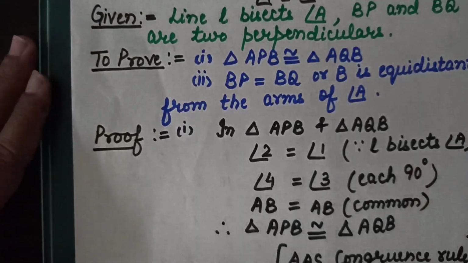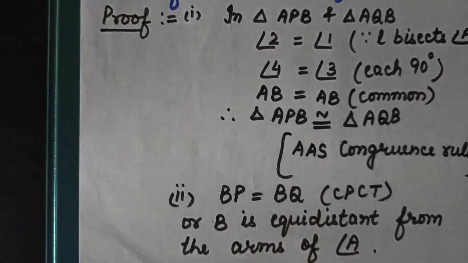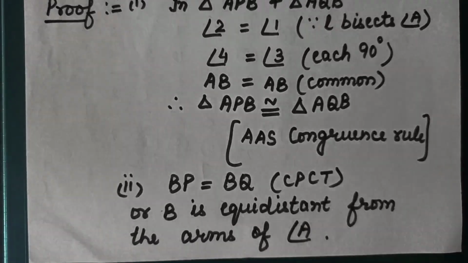So we have already proved BP and BQ are equal, or in other words, we can write down B is equidistant from the arms of angle A, and hence proved. Students, always remember that at last, write down the answer in the format of the question.